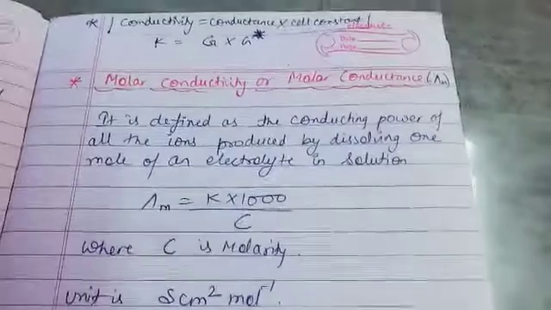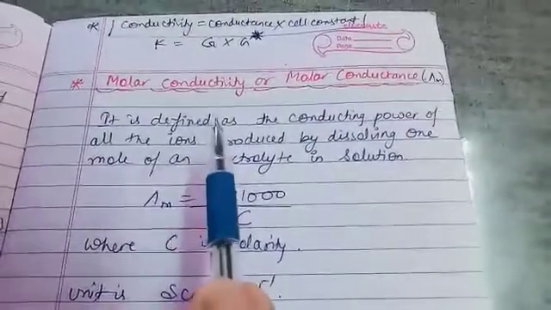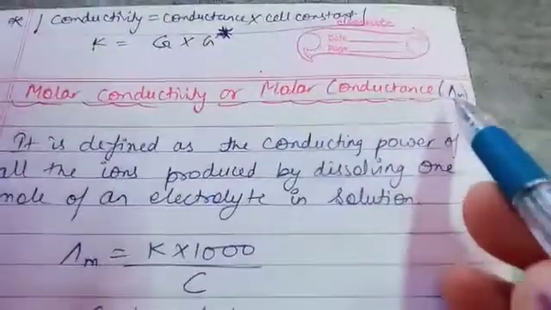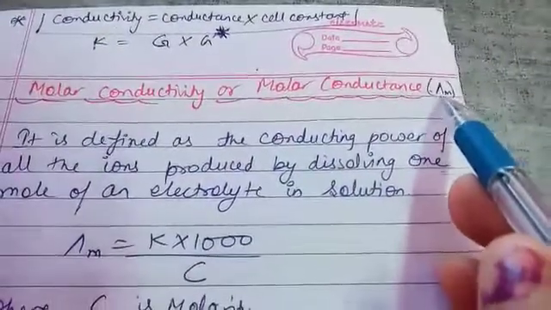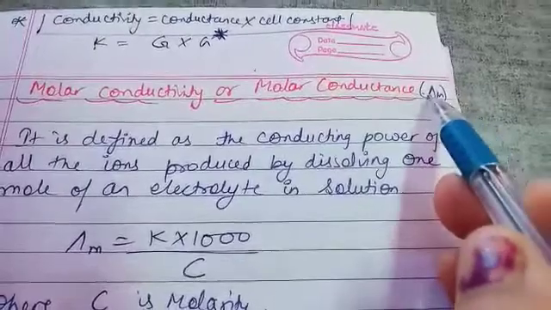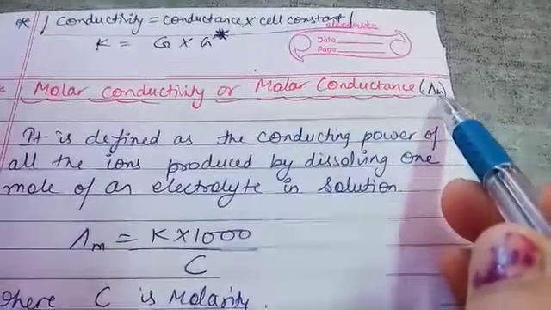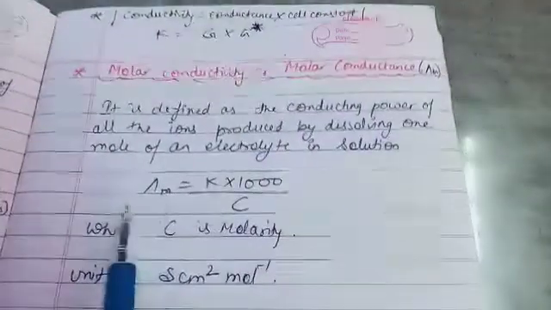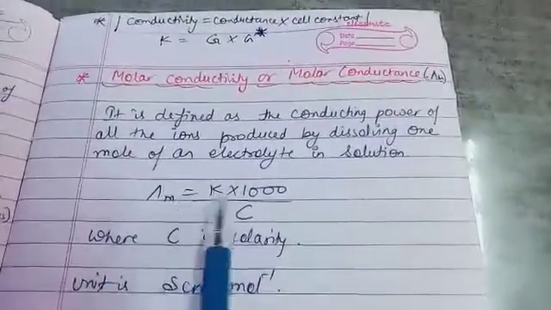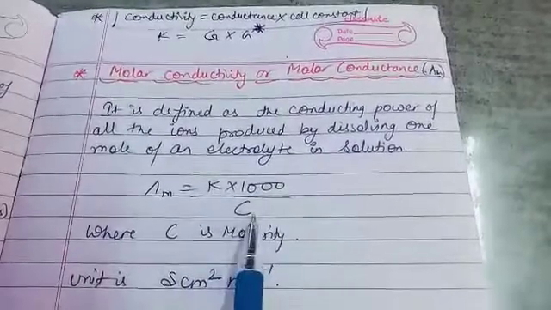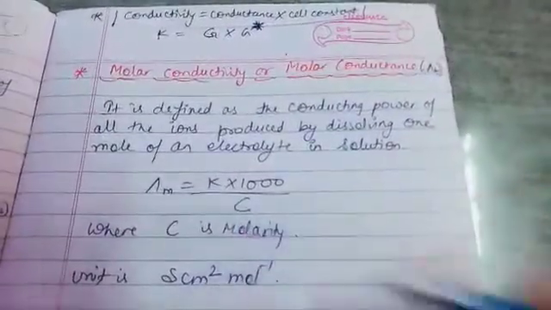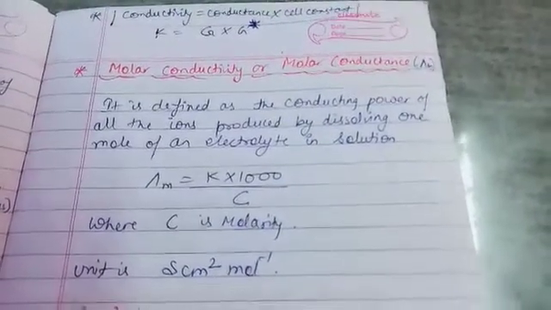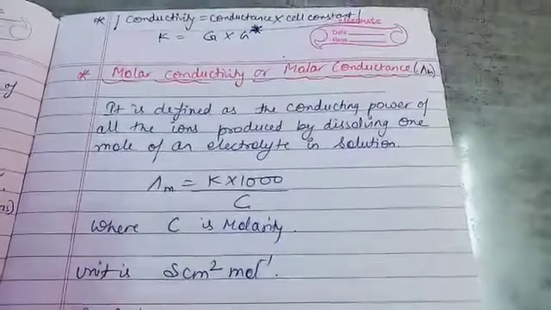Okay, now two more definitions. One is molar conductivity or molar conductance. The symbol is lambda, and M you will write as subscript. Molar conductivity is equal to kappa into 1000 upon C. Instead of C you can write capital M also, because this C is simple concentration, and you know for concentration we use molarity.